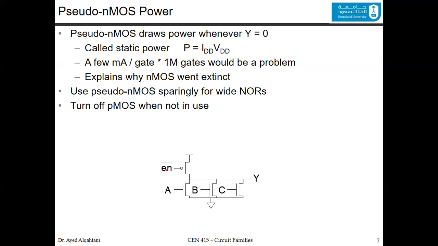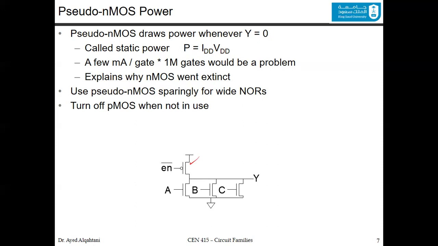And you can choose whether it's active low or active high, but here we choose to make it active low. So when the enable is equal to 0, this will be on. So now the pseudo-NMOS draws power whenever Y is equal to 0. And this power is called static power, and you can calculate it by multiplying the current by the voltage, the IDD multiplied by the VDD. That's basically the disadvantage of the pseudo-NMOS design.